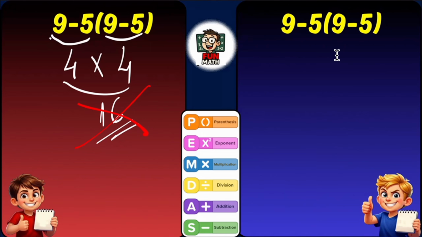There is no strict order between multiplication and division. These operations are done from left to right. Similarly, there is no strict order between addition and subtraction. These operations are also done from left to right. Now let's solve the equation according to the rule.